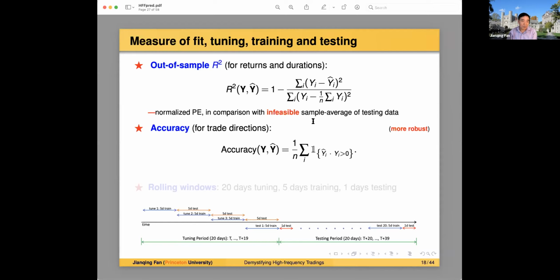And in order to train the model, as usual, we do training and testing. So we use 5 days as training and 1 day as testing, and then you just move the window forward. To get a tuning parameter, we use the 1 month before to train the tuning parameter. So again, we do 5 days training, 1 day prediction, 5 days training, 1 day prediction, to select the tuning parameter that relates to lasso or random forest or any other methods.